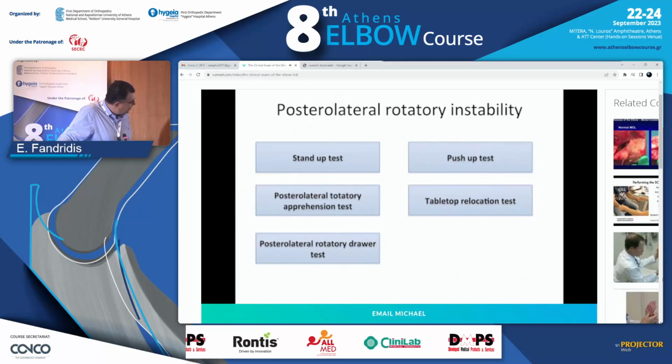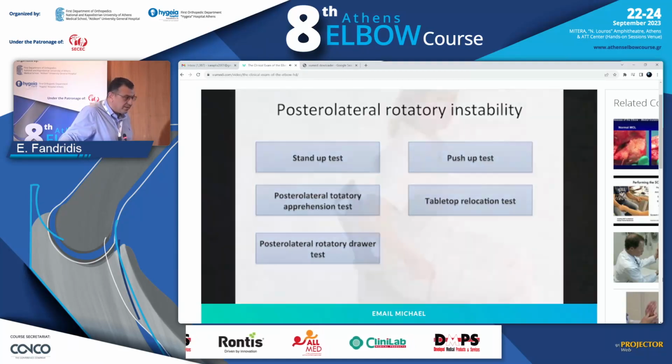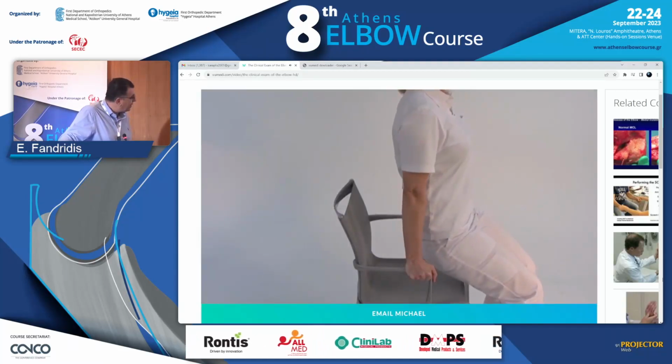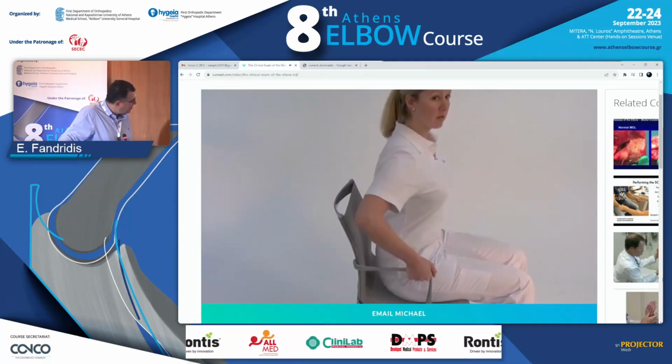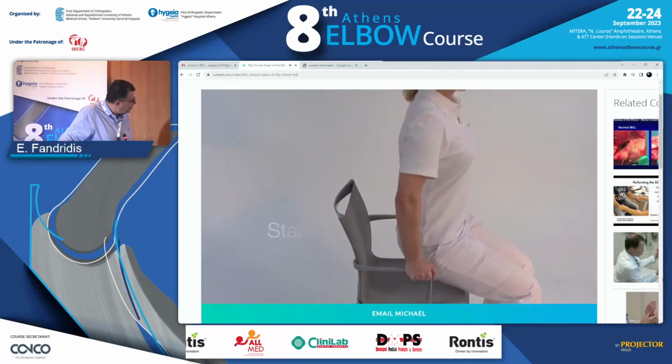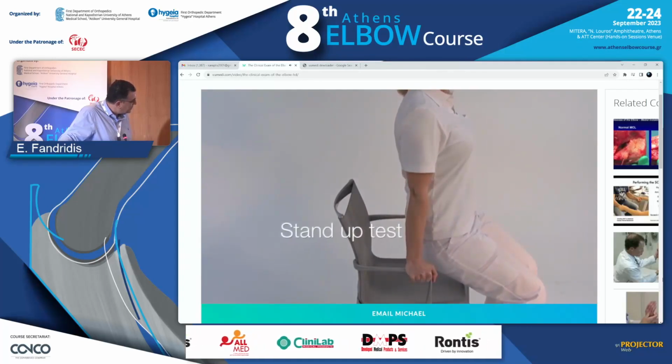These are tests about posterolateral instability. It's not an easy case. It's not a clinical case. It's not a surgical easy case. The patient, you ask the patient to stand up. They sit in a chair, stand-up test.